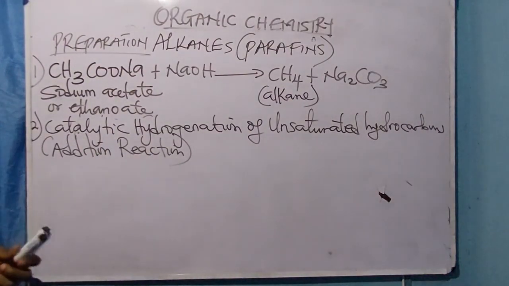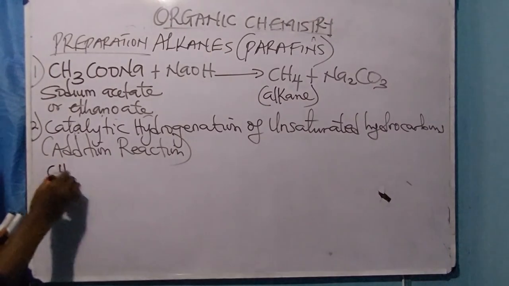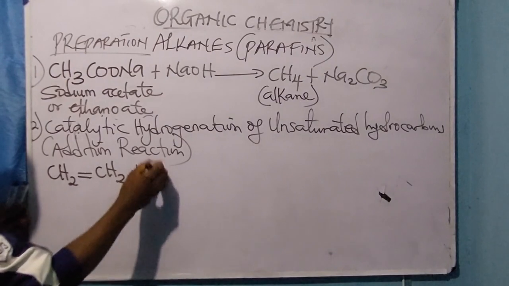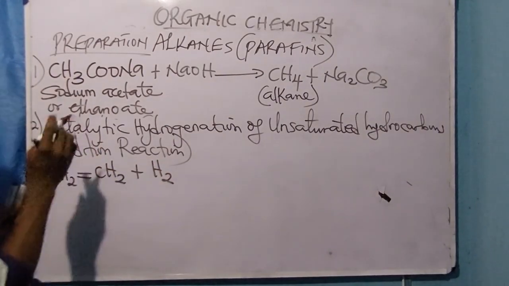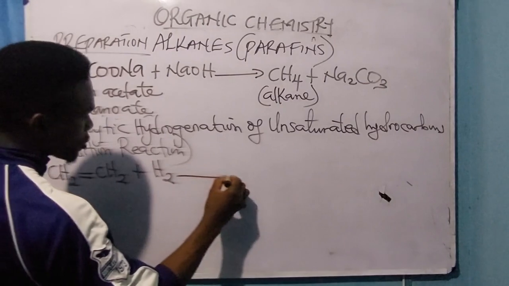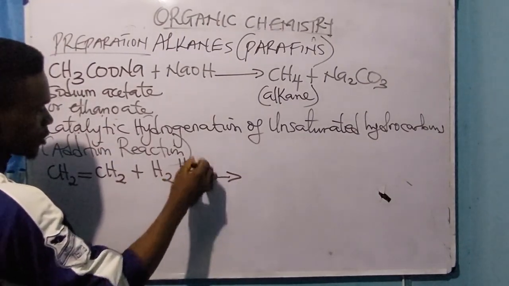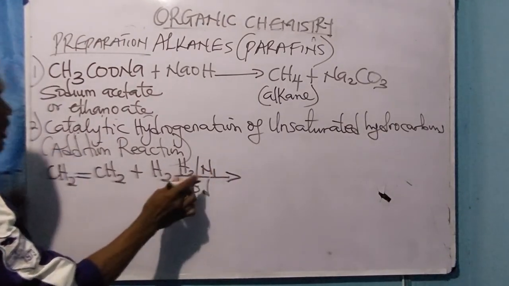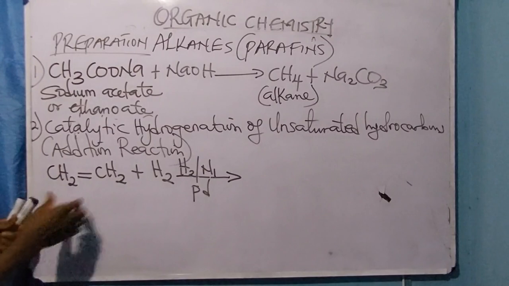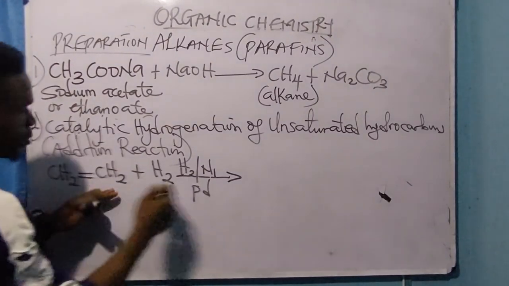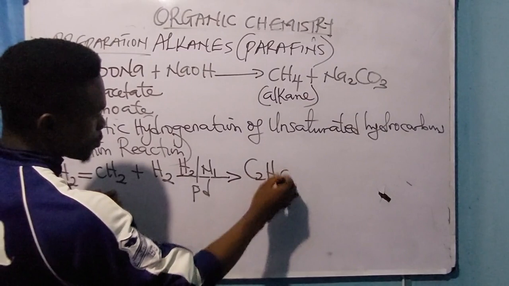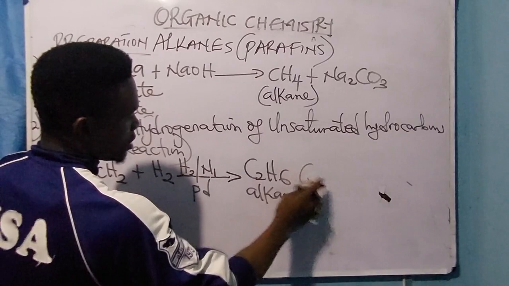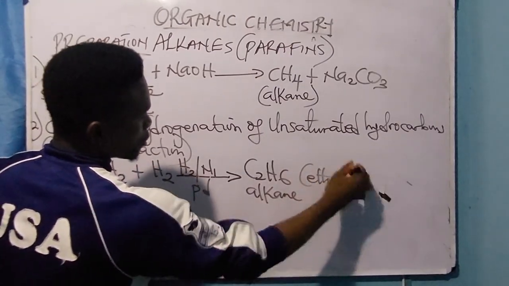Hydrogenation means the addition of what? Hydrogen. So if I have CH2=CH2 plus hydrogen, remember, catalytic hydrogenation, that is, it occurs in the presence of catalysts, nickel or palladium. Alright, so these are the catalysts that are used during addition reaction. During this process, ethane is produced. This is what? An alkane. And this is what? Ethane.